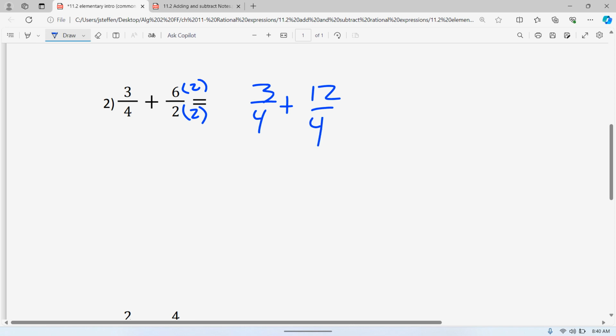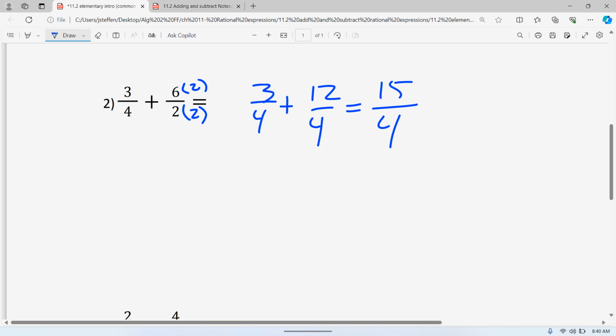Now, if you never knew this, you literally just did the opposite of reducing your fraction. If you take that 12 over 4 and reduce it, it'd be 6 over 2. Actually, it'd be 3 over 1. Now that your denominator is the same, you can add your numerators. 15 over the common denominator, that is 4. Again, the denominator didn't change. And the biggest thing I want to point out with this one is make sure you multiply the top and the bottom by the same thing.